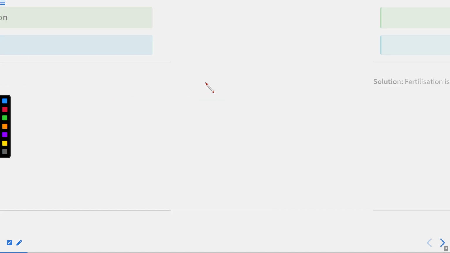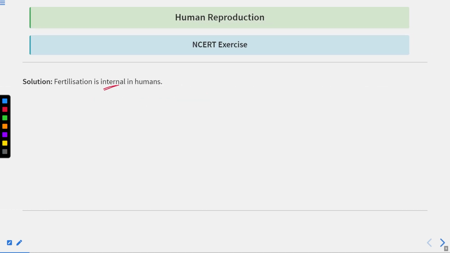What should be the answer here? The fertilization is internal in the case of humans. So what happens? The sperm is motile, and the egg or ovum is non-motile. Both the gametes reach simultaneously in the ampulla of the fallopian tube. So what is the site of fertilization? The site is the ampullary region.